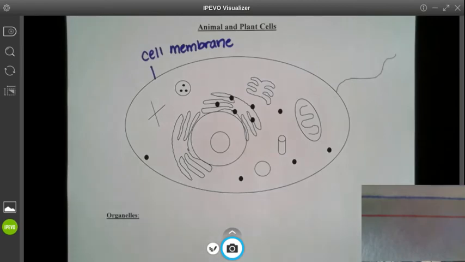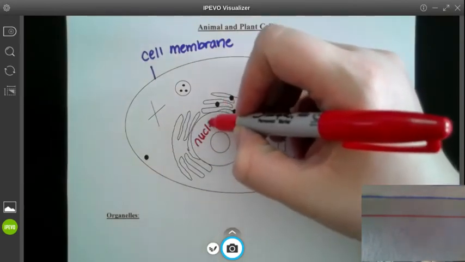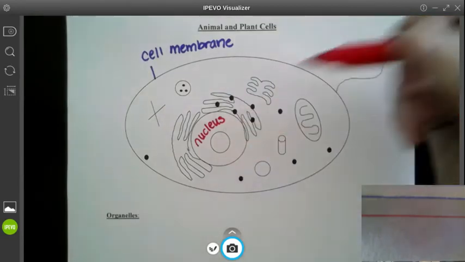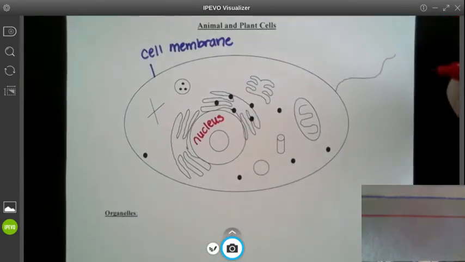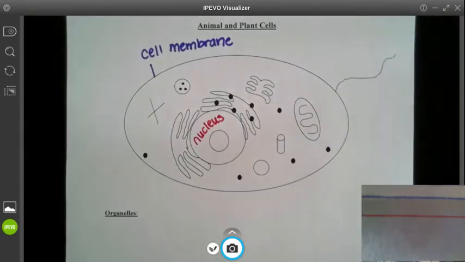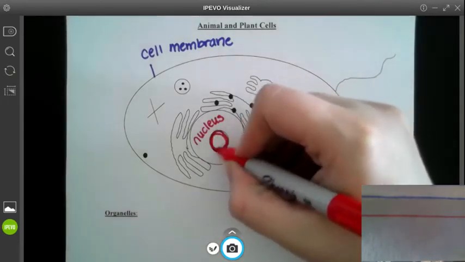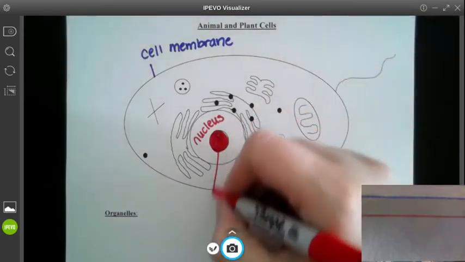Inside the cell, we have the nucleus. The nucleus is the center of the cell. It controls all other cellular activity. Inside the nucleus, there's the nucleolus. So this structure right here is the nucleolus. I'm going to label it down here.